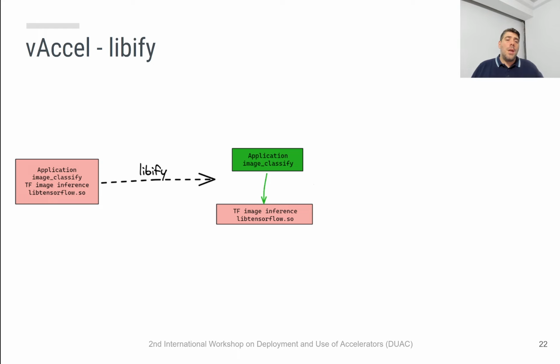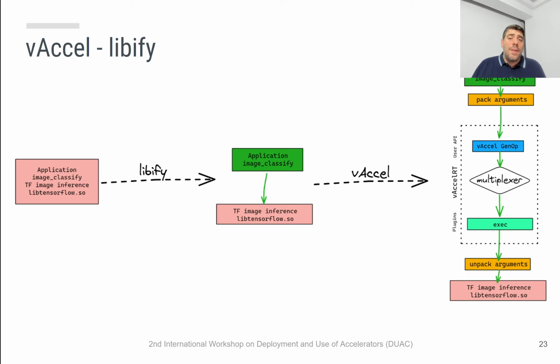So on the red box, we have a shared object that contains all the TensorFlow related functions from this application. And on the green box, we just have a function call that calls the symbol that is exported from this shared object.